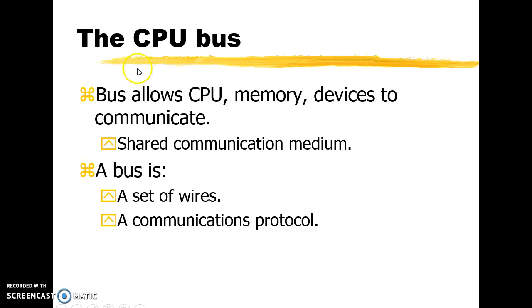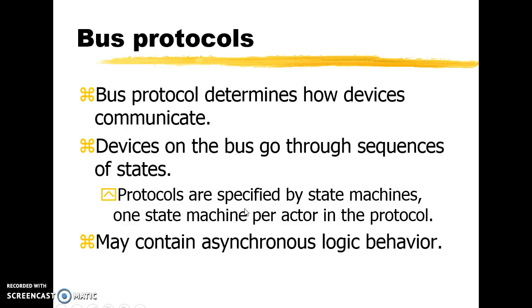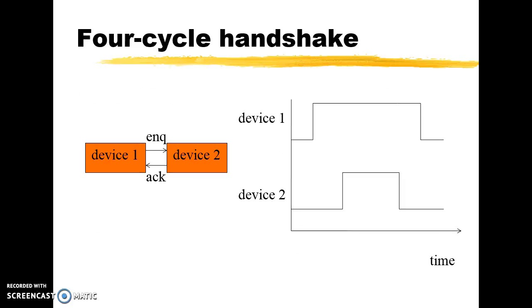The CPU bus. A bus allows the CPU, memory and devices to communicate and acts as a communication medium among them. A bus is a set of wires and a communications protocol. The bus protocol determines how devices should communicate. Devices on the bus go through sequences of states. Protocols are specified by state machines. One state machine per actor in the protocol may contain asynchronous logic behavior.